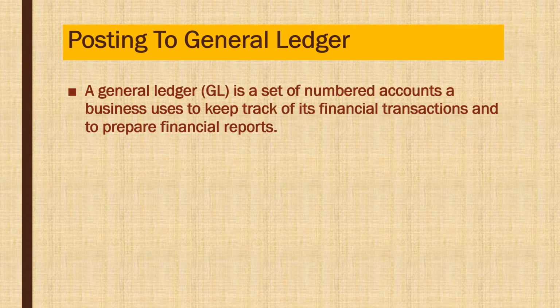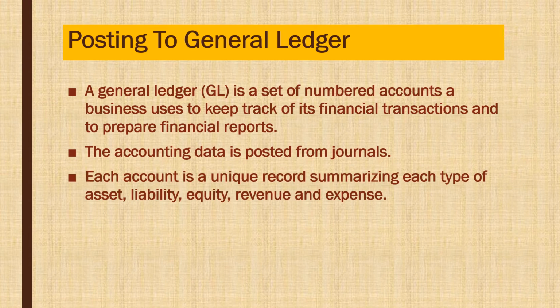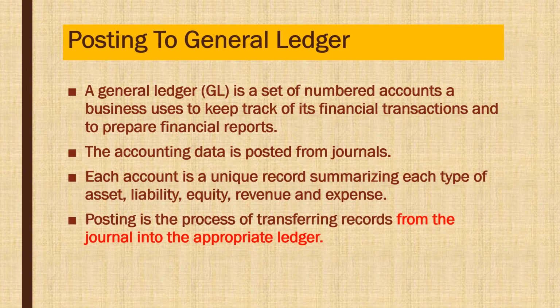Posting to general ledger. A general ledger is a set of numbered accounts a business uses to keep track of its financial transactions and to prepare financial reports. The accounting data is posted from journals. Each account is a unique record summarizing each type of assets, liability, equity, revenue, and expenses. Posting is the process of transferring records from the journal into the appropriate ledger.